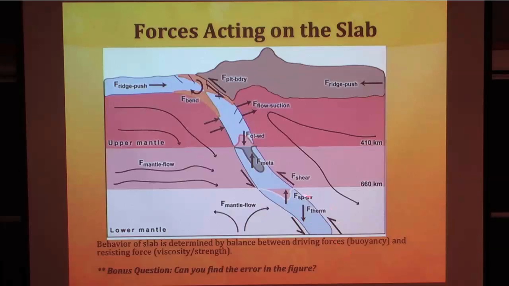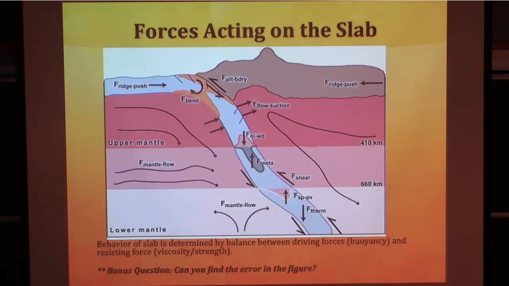And the last thing here: as you go into the deeper mantle, you have an increase in viscosity. You're going to have more viscous resistance to flow as you sink into a higher viscosity mantle. All right, before I go on, there's a bonus question. There's an error in this figure. We'll come back to it. Do you know where the error is?